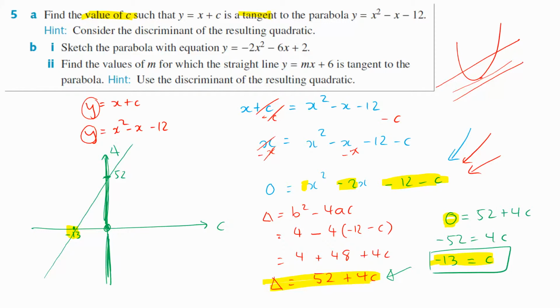Okay. And in part B, it is the same thing, except this time that's your letter M. So instead of it being c before, like this one up here, it is now m, but you still follow the same thing. You're trying to find when you get a tangent. And again, same thing. Use the discriminant of the resulting quadratic. Same deal. No other difference.